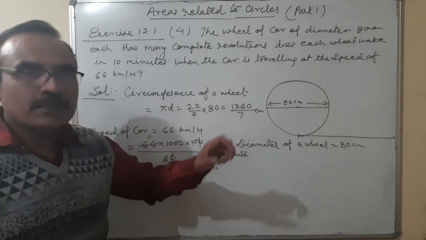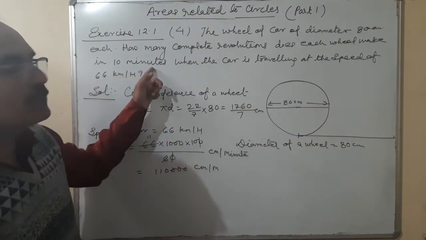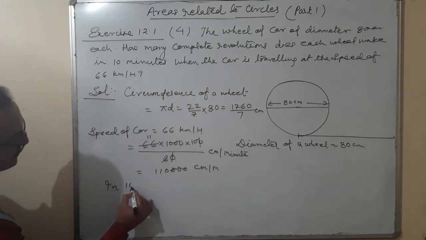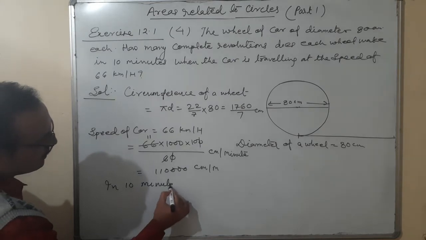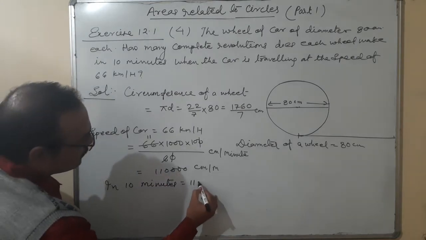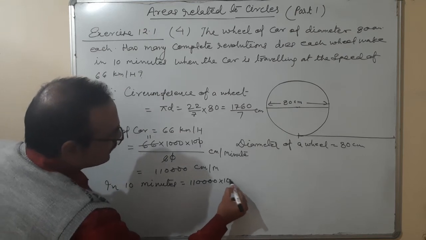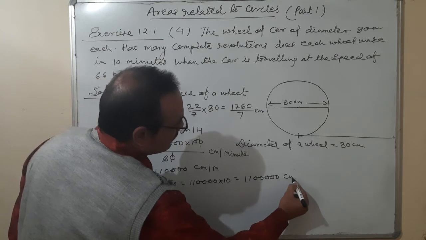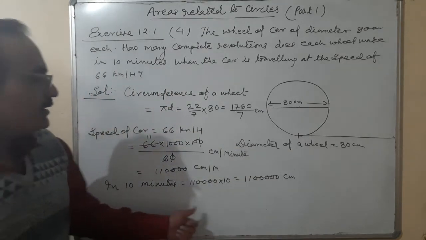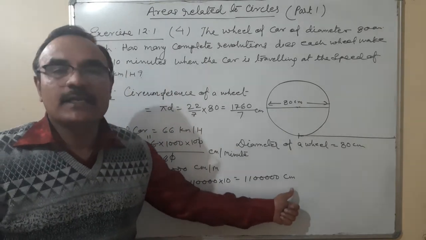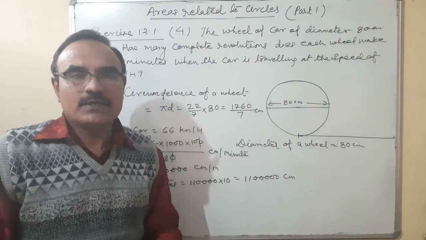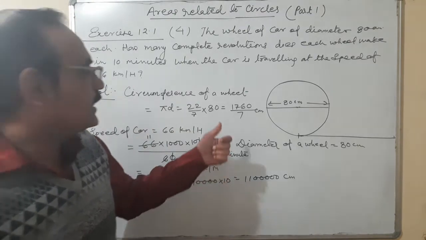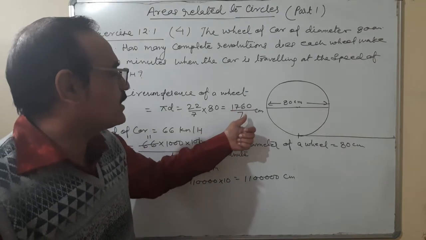But for how long is this wheel rotating? Up to 10 minutes. So in 10 minutes, 1,10,000 multiplied by 10, it will cover the distance 11,00,000 centimeter. In 10 minutes, this wheel covers the distance 11 lakh centimeter. And in one rotation, it will cover the distance 1760 upon 7.